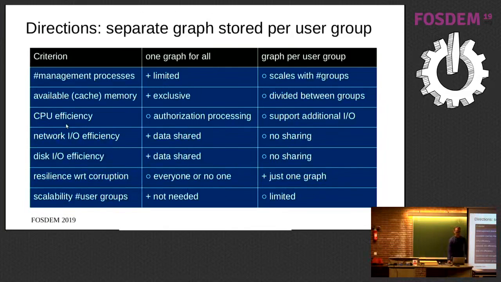usage of CPU cycles. Of course, when you do some authorization processing, this will require more CPU cycles. But also, when you have separate graphs per user group, this means that all the graph data you have to fetch from disk and send over the network separately for each user group. This also requires CPU cycles. So here we see that in both cases the performance or the required resources will be hit in some way.